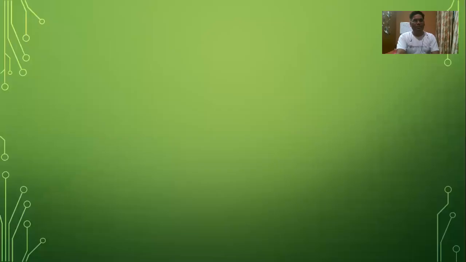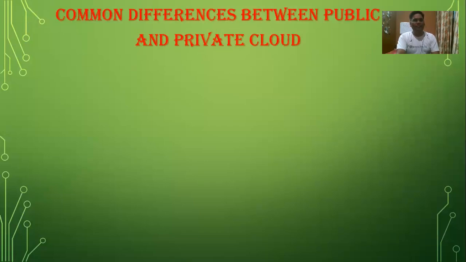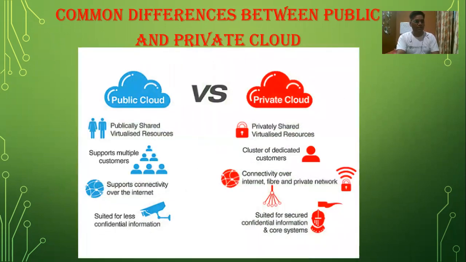The next is the common difference between public and private cloud. You can understand it with the help of the picture given here. You can see this is public cloud and this is private cloud. This is limited and this is restricted, and public cloud is for one and all: publicly shared virtualized resources, supports multiple customers, supports connectivity over the internet, suited for less confidential information.